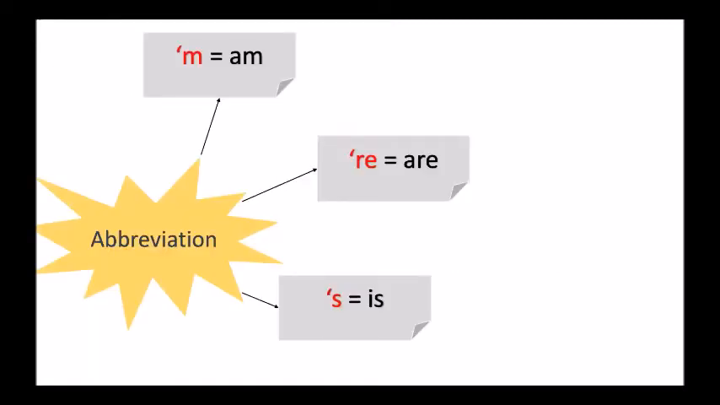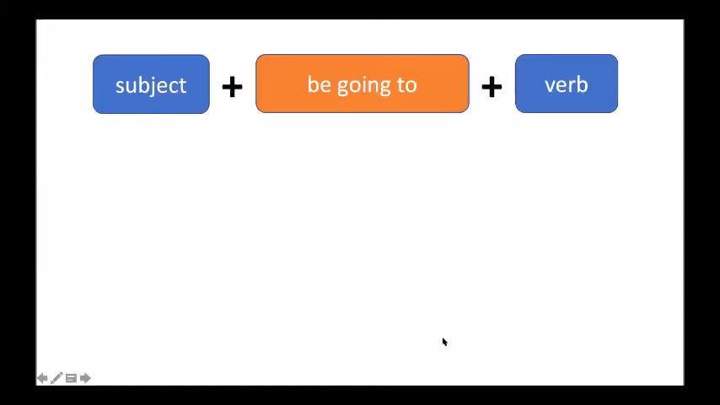Look at this picture. Now I will show you the abbreviations of be. Now you can see. Apostrophe m means am. Apostrophe re means are. And apostrophe s means is.